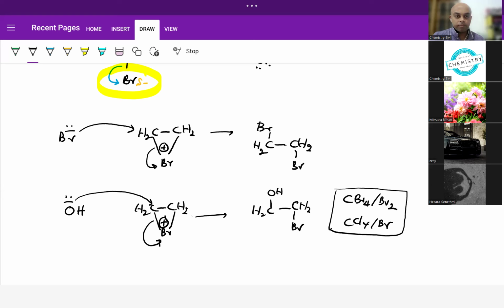That's why. What do you think? Can we use CBr4 instead of CCl4 with Br2?